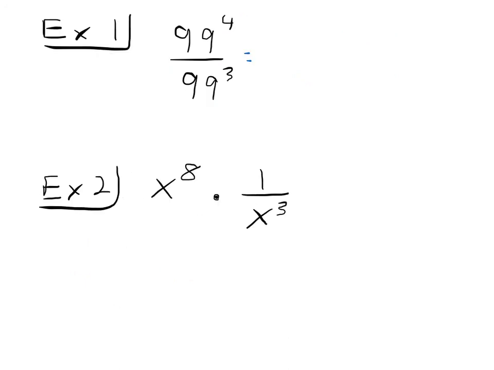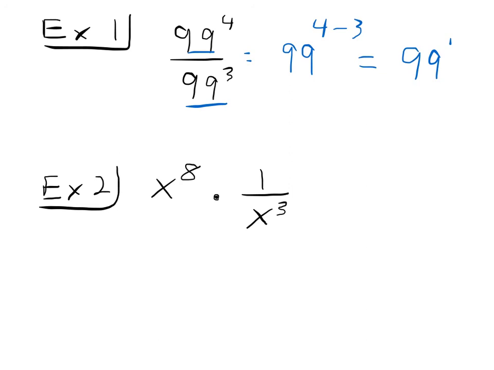Example number 1. Same base of 99. So we just do 99, this is the work that we'd show on homework, to the 4 minus 3, because we subtract the exponents. And I end up with 99 to the 1st power. Can't simplify that anymore. All right, example 2 is a little trickier, because we have some multiplication here.